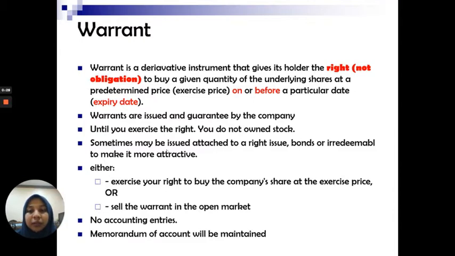Sometimes warrants are issued attached to a rights issue or bond to make it more attractive. You can either exercise your right to buy the company's share at the exercise price or sell the warrant in the open market. There are no accounting entries, and a memorandum of account will be maintained.